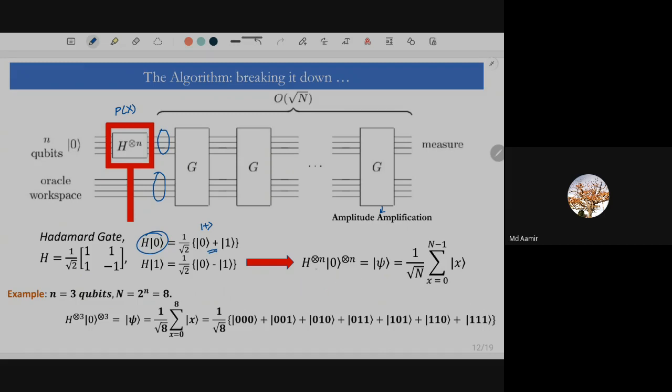If we try to simplify this, it's very easy to evaluate. When H tensor n acts on 0 tensor n, we get a uniform superposition of all the basis elements from 0 to n minus 1. So for example, here when we had 3 qubits, we have n equals 8. The H will act on 0 tensor 3, and then we get the uniform superposition of all the possible basis elements of the space of these 3 qubits.